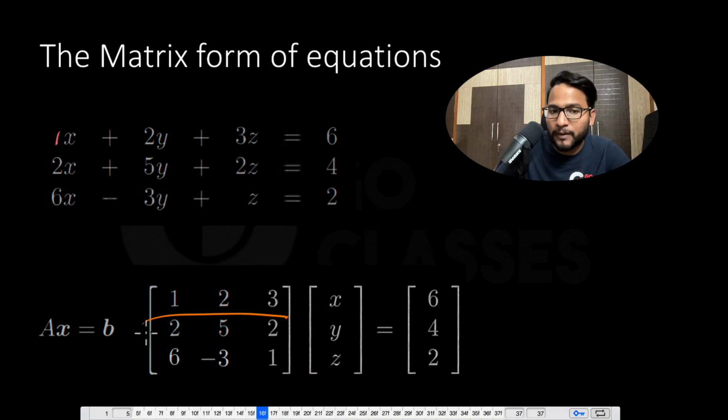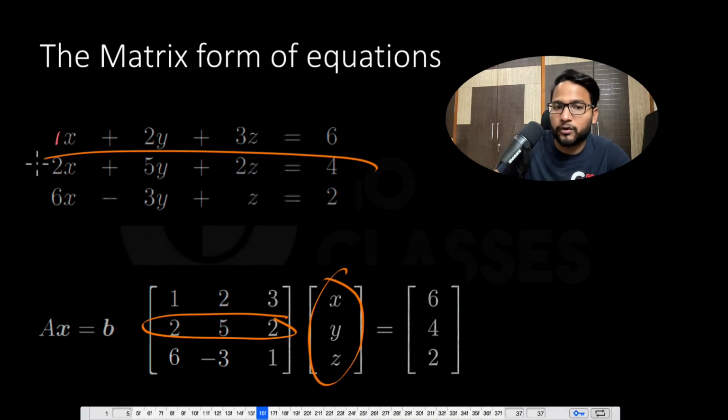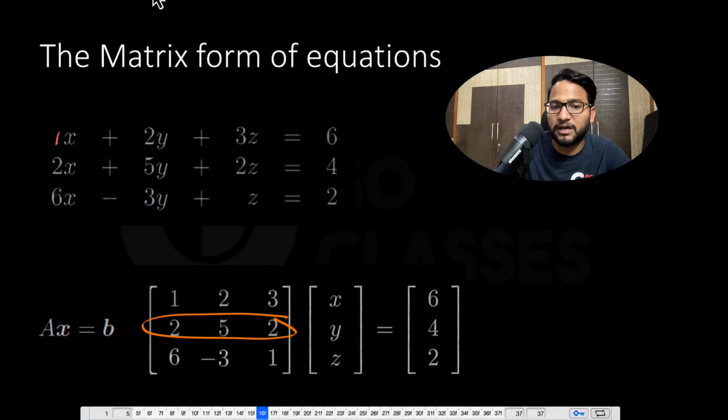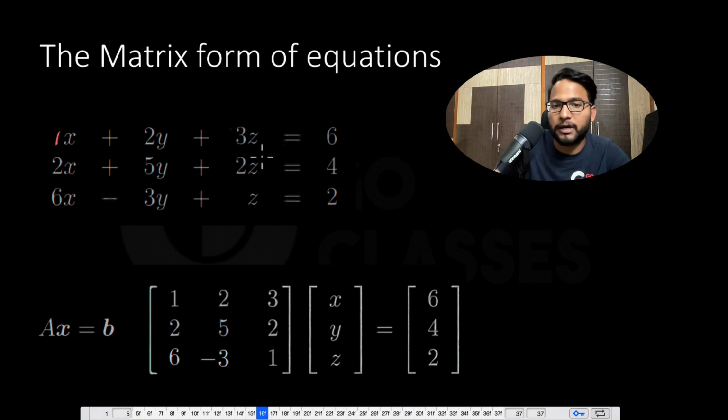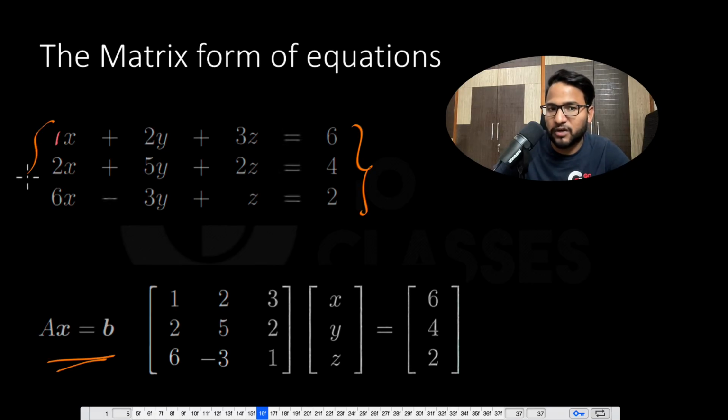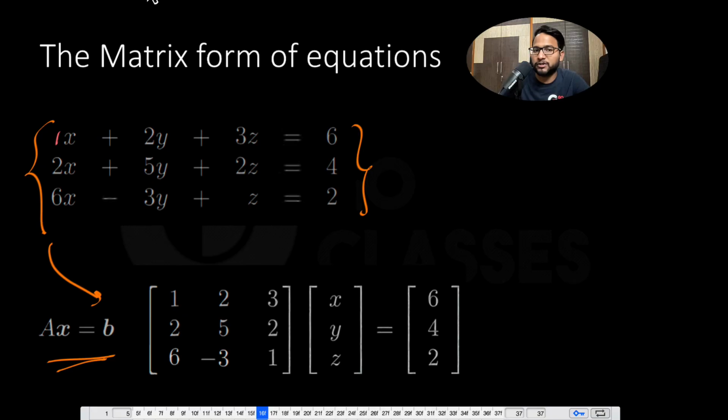And similarly, if you multiply this with this, you will be getting the second equation, and similarly you multiply the third row with this column, which is x, y, z, then you will be getting this last equation. So basically, we are going to represent this equation format in the matrix format, and then we will be applying some linear algebra tools. So that is the first thing that we will be doing. We will be representing this set of equations in the matrix format. I hope that is okay to everyone.